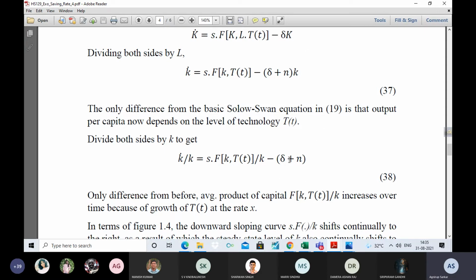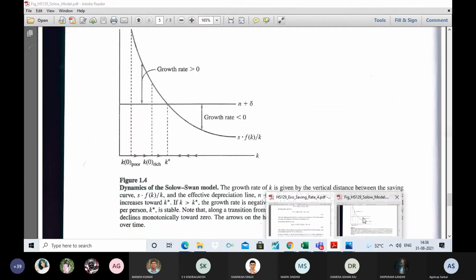Now, the only difference is that for a given small k, the average product of capital, which is F(K,T) by K, increases over time because T is growing over time. So now we have growth in T at the rate x, right?